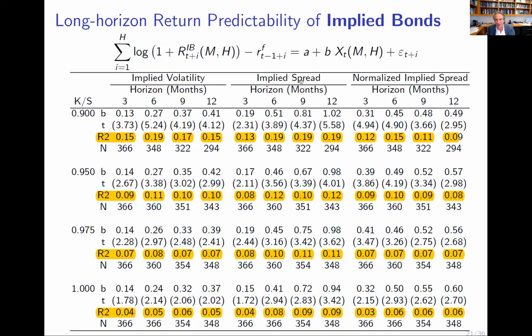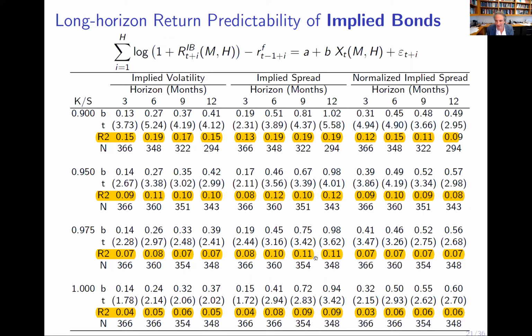In fact, if you use implied spread for implied bonds, which is the natural thing you would do for corporate bonds, you get all the way to 20% predictability R-square for strongly out of the money options. But even if you are only 5% out of the money, it's still 10%, which is very sizable for 1 year predictability results. So there is a strong predictability of implied bonds, as is actually pretty clear.